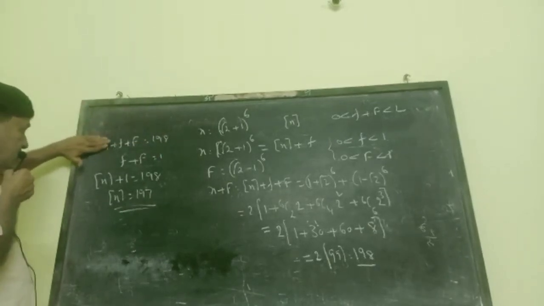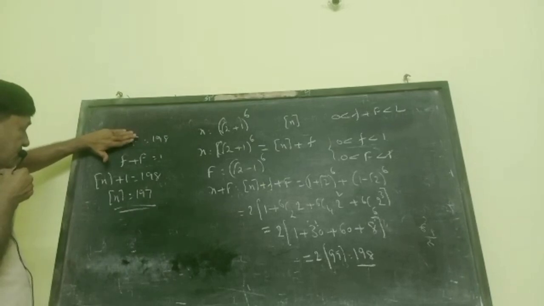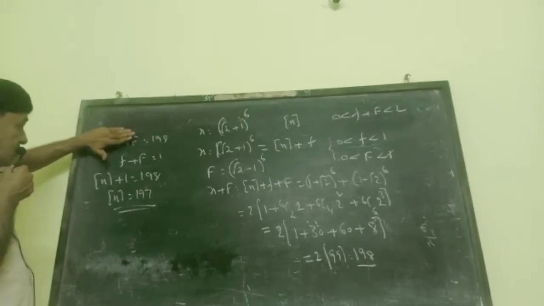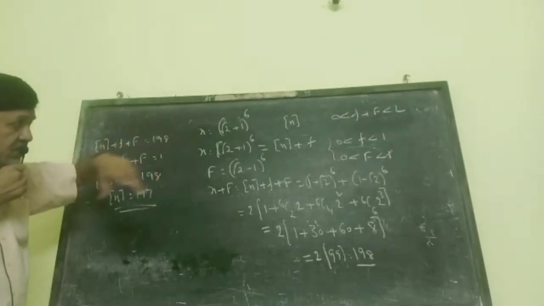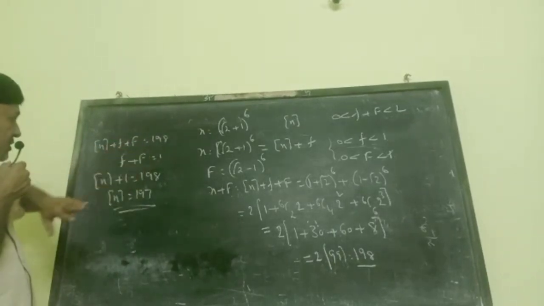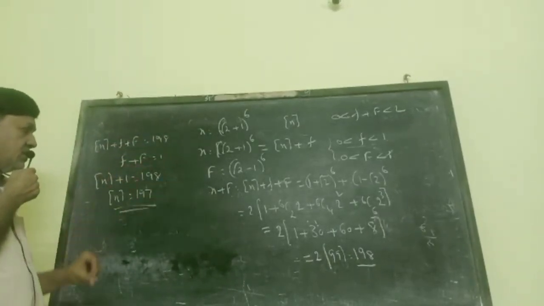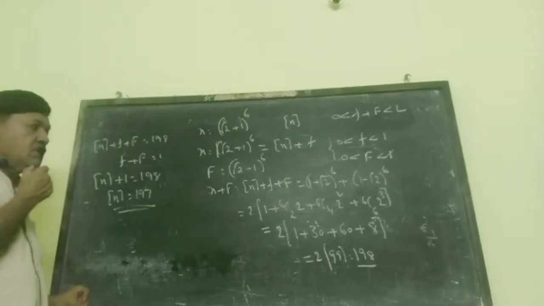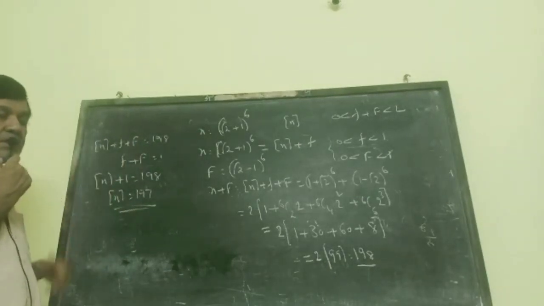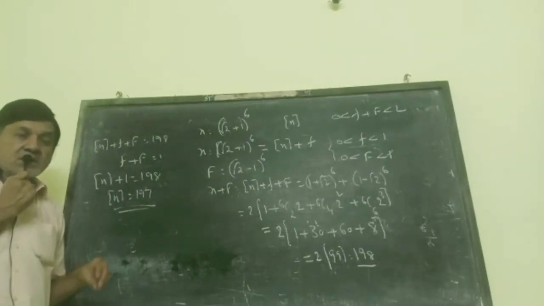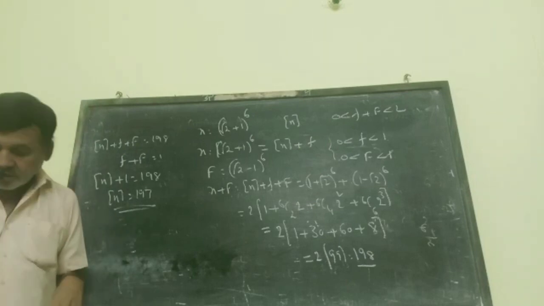Since this is already an integer, this must be an integer. So what is the integer which lies between 0 and 2? 1. So it must be 1. So step x plus 1 is 198. Step x is equal to 197 like this. Okay, understood? This is a very important model.